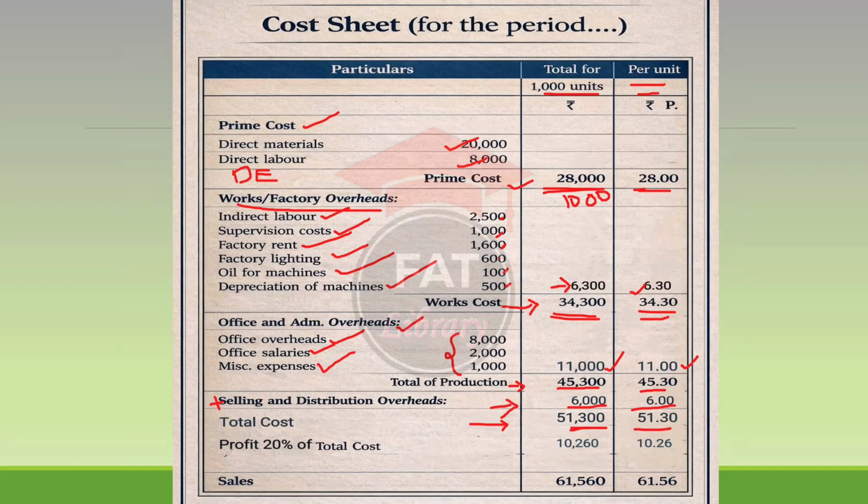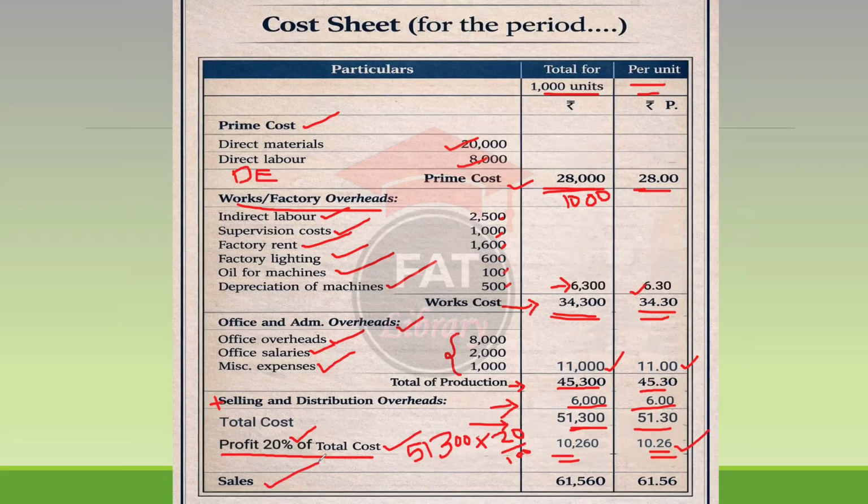Got it? Now as per our question they have given profit is 20% on cost. Okay, what is our cost? 51,300. So this 51,300 we need to multiply with 20%, nothing but 20 divided by 100. So if we do that, we will get 10,260 rupees. So this is a total profit. And profit per unit will be 10 rupee 26 paise.